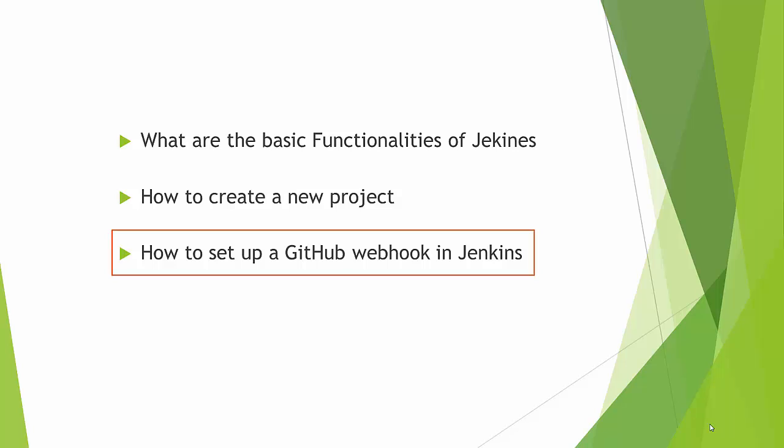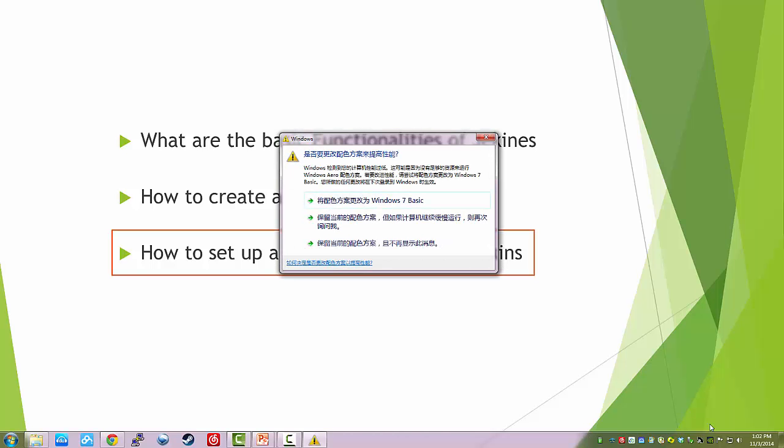So far so nice. You can create a new project, but it doesn't work. Remember that the basic functionality of Jenkins is that if you check in some code, the GitHub will push some message to Jenkins. So Jenkins will pull your code from your GitHub repository, but now the GitHub doesn't know the existence of your Jenkins. So if you check in some code, the GitHub will push nothing. So next step, I will introduce you how to set up a GitHub webhook in Jenkins so that the GitHub will push a message every time you check in some code.